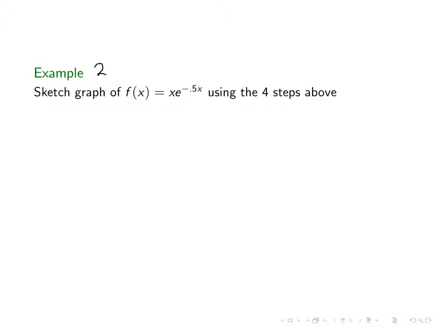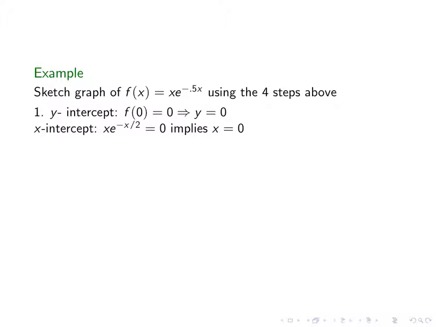Here is another example. Let's sketch the graph of f of x equals x times e to the minus 0.5x. Note that 0.5x can be written as 1/2 x, or x over 2. The y-intercept is always gotten by plugging in x equals 0, and when you plug x equals 0 in, you get 0 times something, and that's 0. So the y-intercept is y equals 0.